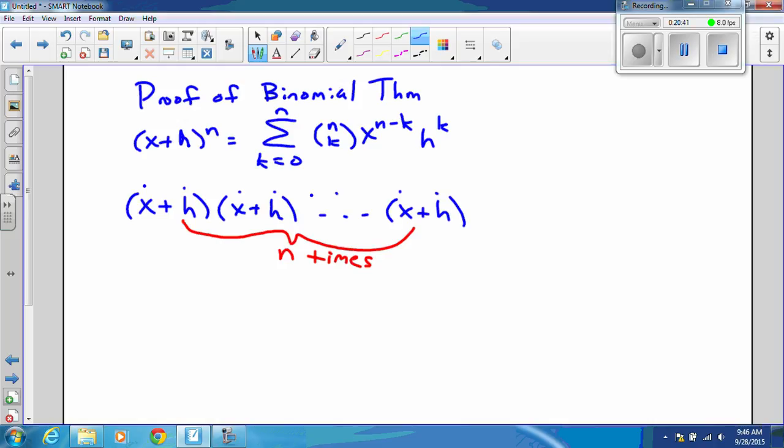Ultimately, I'm going to have to combine these, right? Okay. So for each term, let's just say we have k powers of h. And if we have k powers of h, then we will have n minus k powers of x. Does that make sense what I'm saying, or should I do a concrete example?